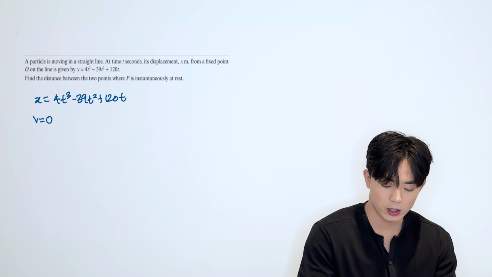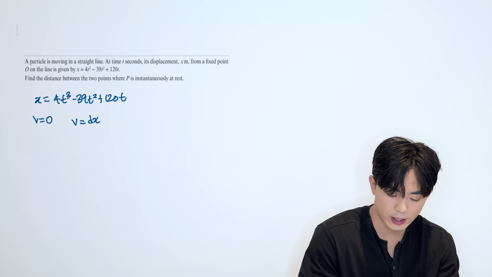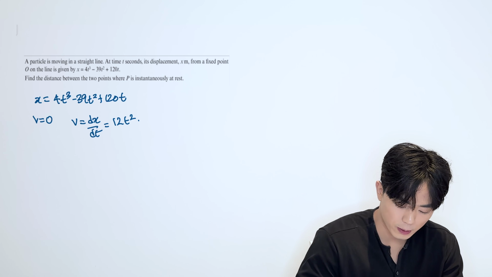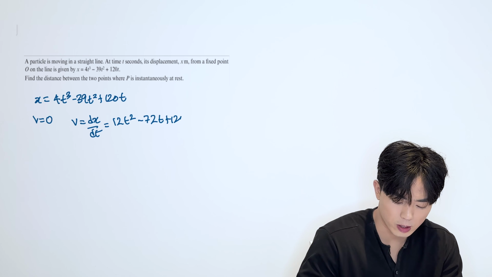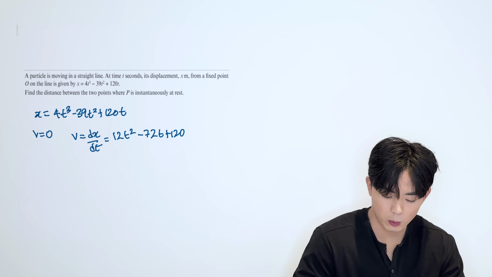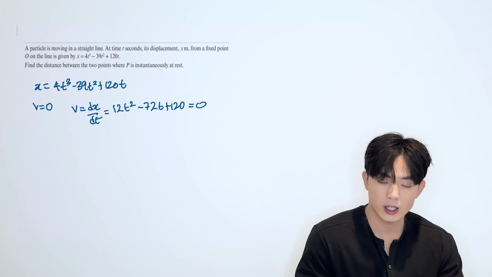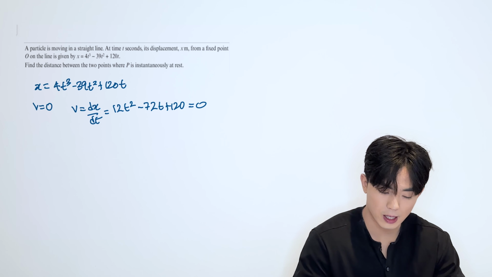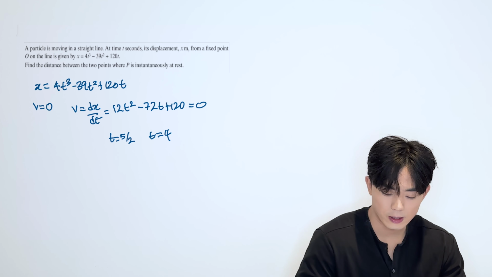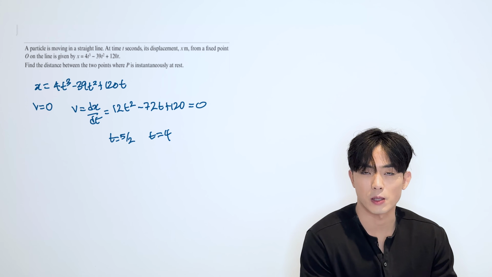We have the displacement, so to find the velocity function, we just differentiate the displacement function with respect to t. This will give me 12t squared minus 72t plus 120. I'm now going to equate this to 0, because we want to find out when the velocity is equal to 0. This is going to give a quadratic equation which you will factorize, and hopefully you will get t is 5 over 2 and t is 4. So these are the two times where the velocity is 0.